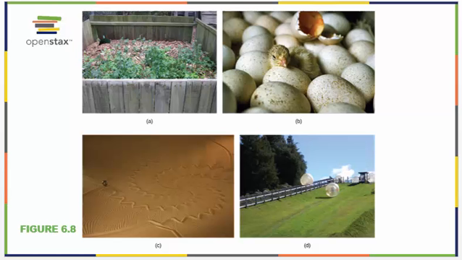Shown here are examples of endergonic processes and some exergonic processes. These include things like compost pile decomposing, a chick hatching from a fertilized egg, sand art being destroyed, or a ball rolling down a hill. See if you can attach endergonic and exergonic to each of these examples.